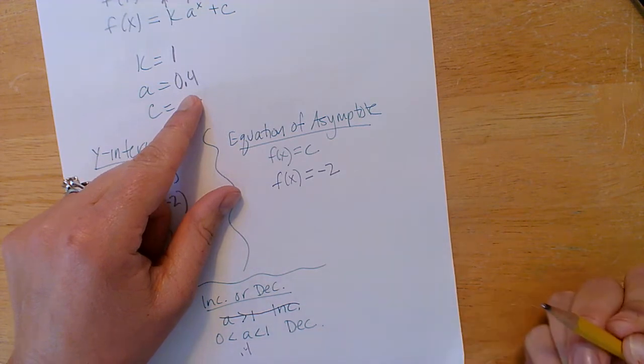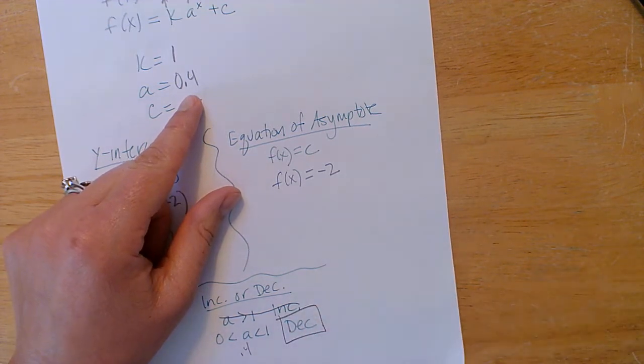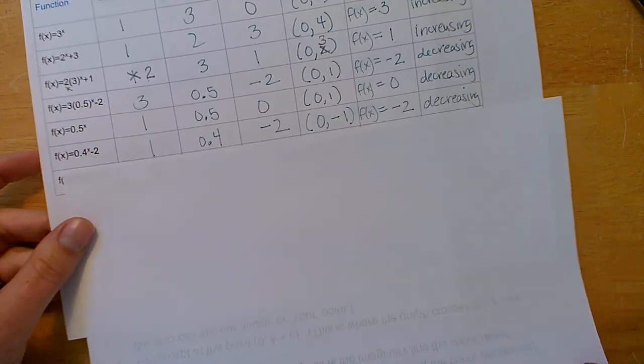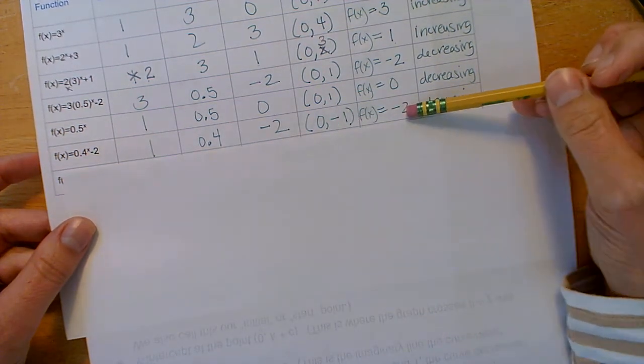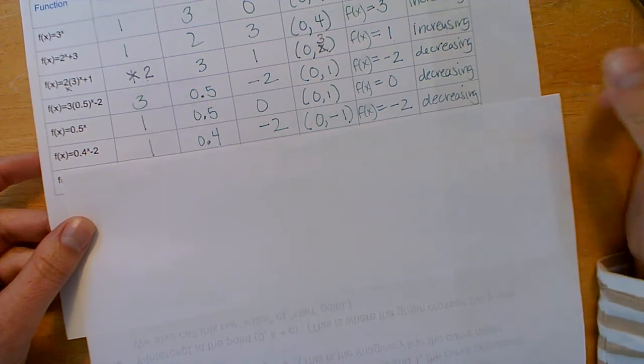0.4 is in between 0 and 1, so it is decreasing. Let's make sure we filled out our table correctly. We have 1, 0.4, -2. Our y-intercept is 0, -1. Our asymptote is f of x equals -2, and it is decreasing.